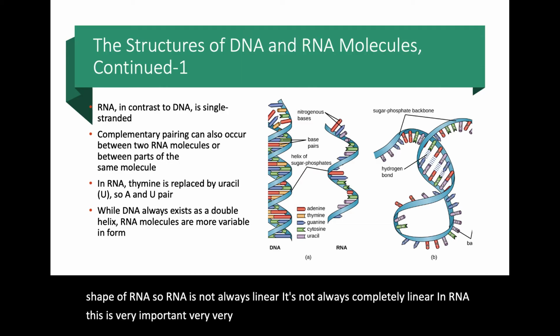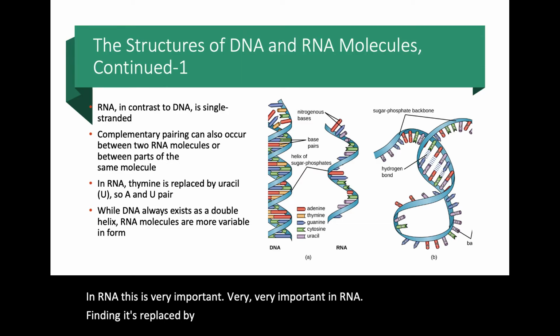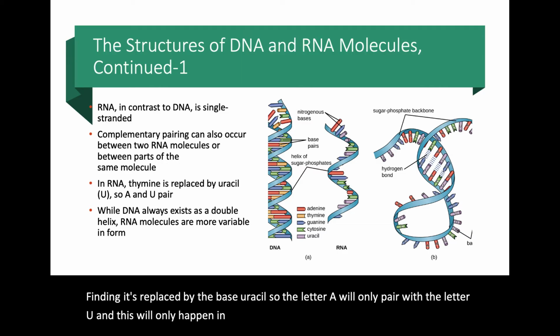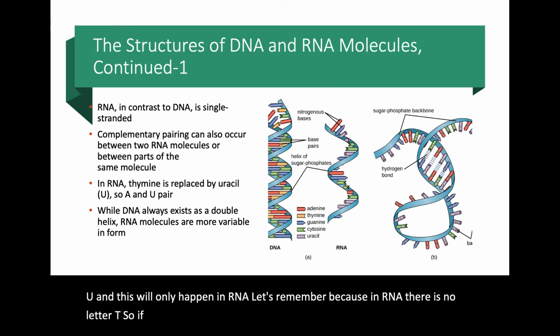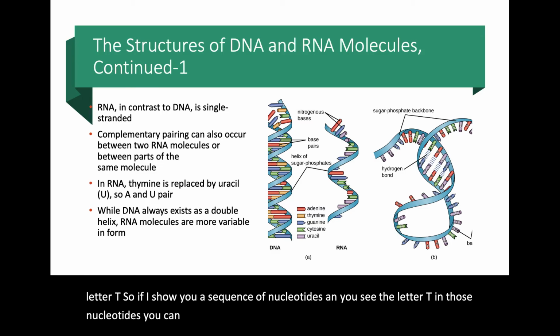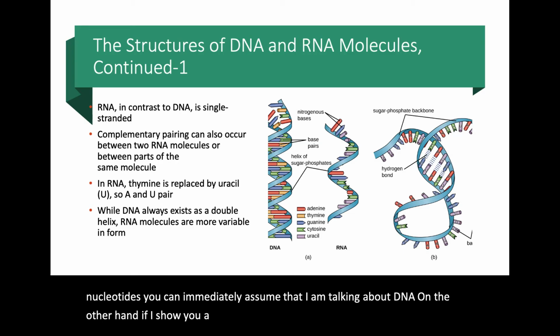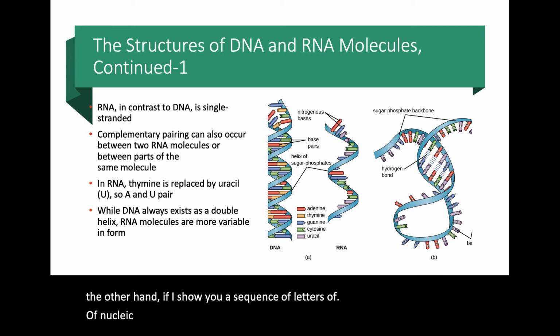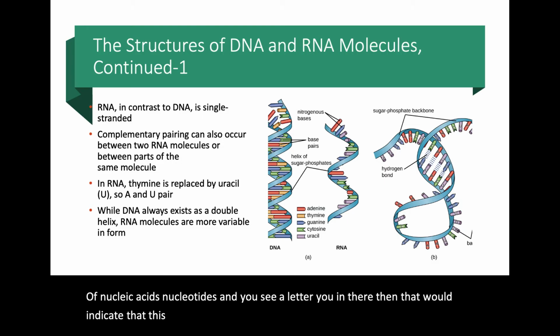In RNA, thymine is replaced by the base uracil. So the letter A will only pair with the letter U. And this will only happen in RNA. Let's remember, because in RNA, there is no letter T. So if I show you a sequence of nucleotides, and you see the letter T in those nucleotides, you can immediately assume that I am talking about DNA. On the other hand, if I show you a sequence of nucleotides, and you see a letter U in there, then that would indicate that this is an RNA molecule.